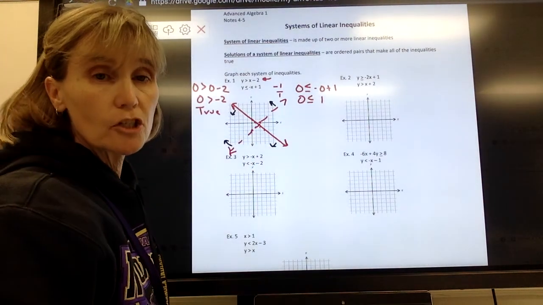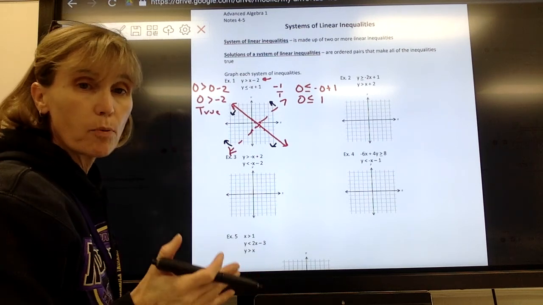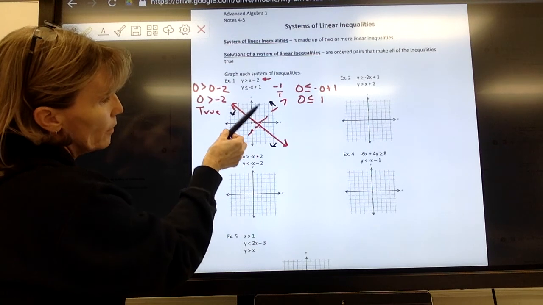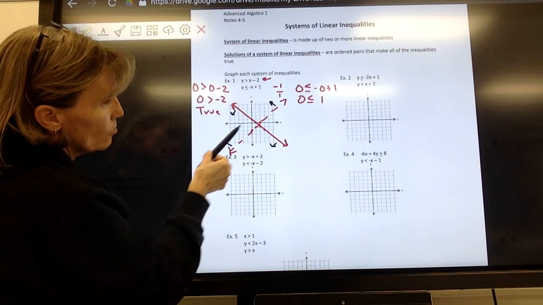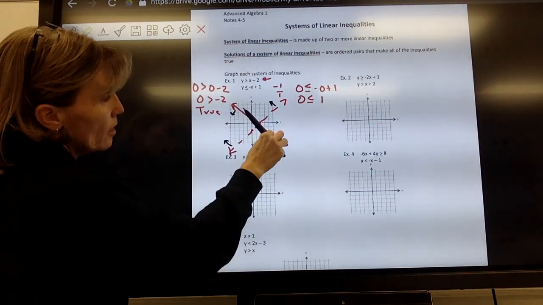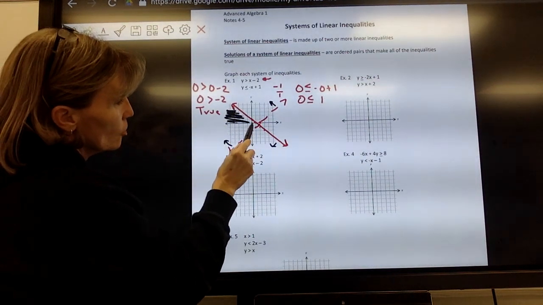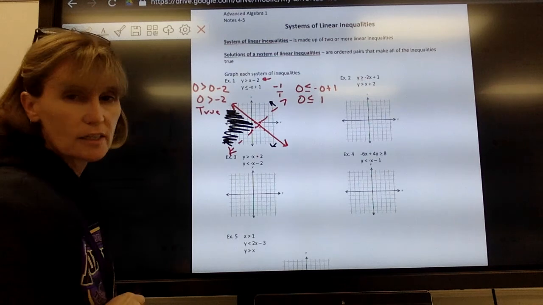So now, to shade, we're only shading the portion that makes both inequalities true. So we have to be above the broken line. Remember the arrows I put here have to be above that broken line, and I have to be below the solid line. So the piece that gets shaded for both of them is just that section.